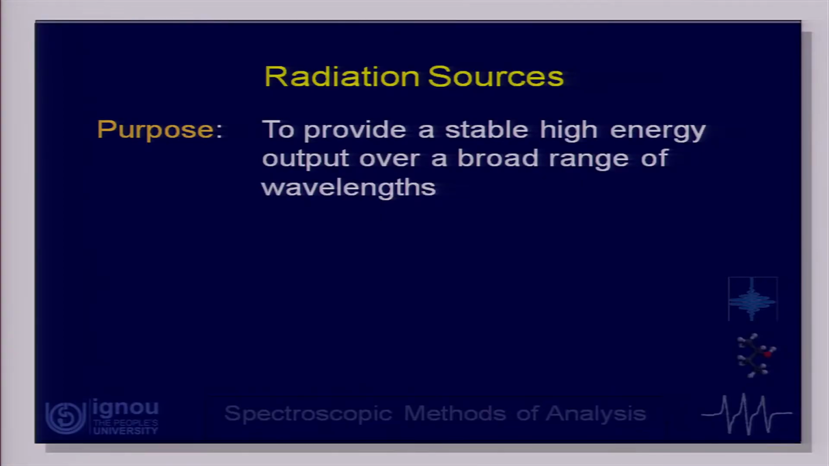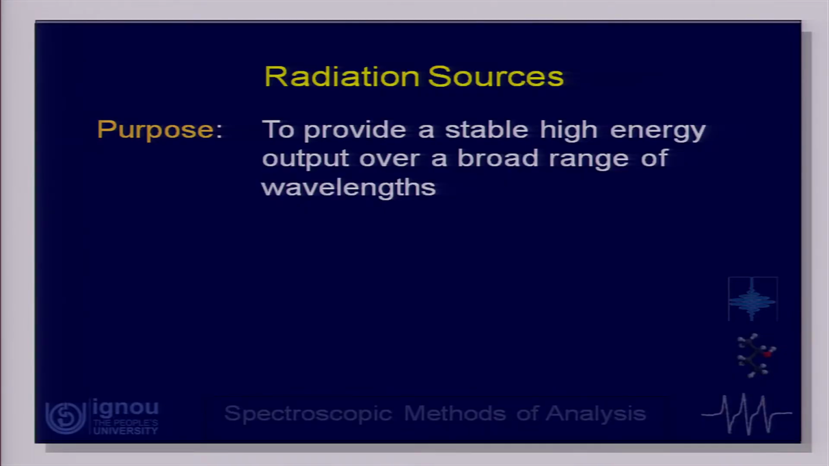So, it has to have a stable state, and also it has to have high energy output. That means the intensity of radiation coming out from the source should be high, so that I get a good spectrum from there. And for UV visible spectrometry, there are three kinds of sources we use.